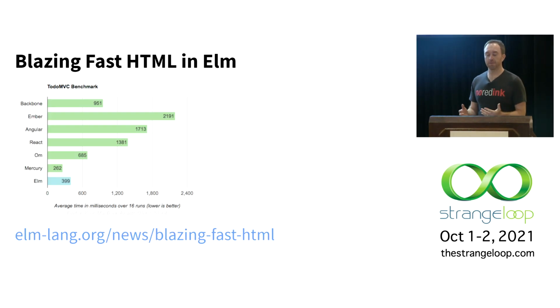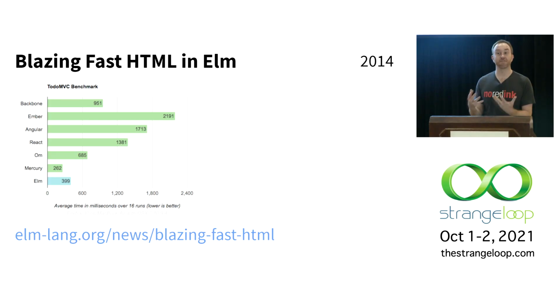So I first got into Elm based on this blog post, Blazing Fast HTML in Elm, which came out in 2014. And one of the things that I appreciated about Elm was I had a relatively performance-sensitive UI that I was building, and I really liked to see this benchmark that gave me confidence that I was going to have a fast experience when I was building my apps in Elm, and I wasn't going to have a nice experience building it and then have things run slowly when I got done.